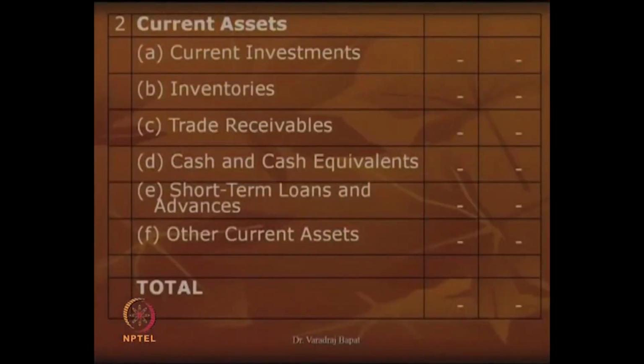D is cash and cash equivalent. Mainly it consists of cash and bank balance. For my running business, I should have some hard currency. I should also have some money in my bank so that I can give a check or I can transfer the money. That is cash and cash equivalent.